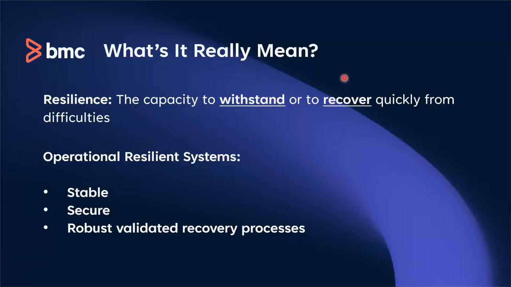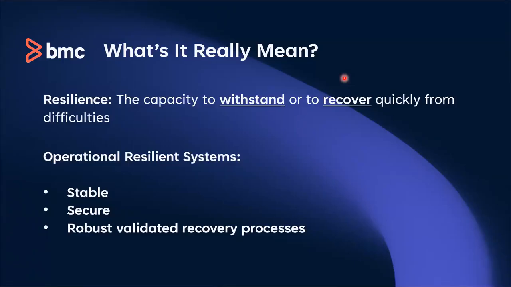And what exactly does resilience mean? This is the capacity to withstand or to recover from any difficulties. And when we talk about resilient systems, the three main characteristics are: it is highly stable, which means that there is less chance of any kind of issues or errors. It is highly secure from any kind of vulnerabilities or attacks. And last but not the least is robust, validated recovery processes.